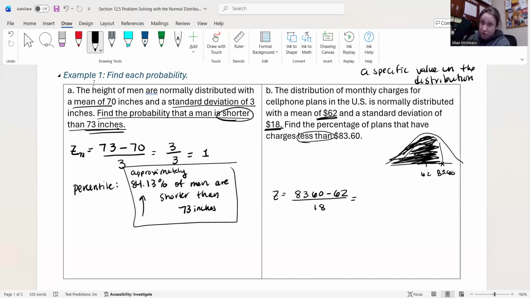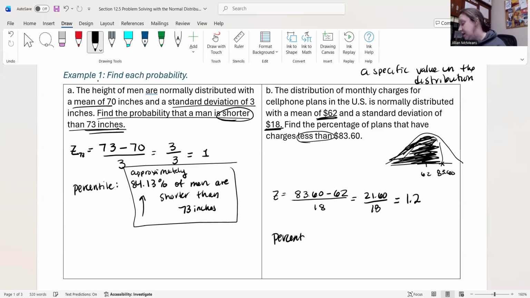If you have not yet, get your handheld calculator out. So I've got 83.60 minus 62, so that's 21.60, divided by 18. And we get a z-score of 1.2. What this means is $83.60 is 1.2 standard deviations above the mean. But what we're really interested in is what percentage of plans are going to have values less than $83.60. So we need to take this z-score and convert it to a percentile, okay?